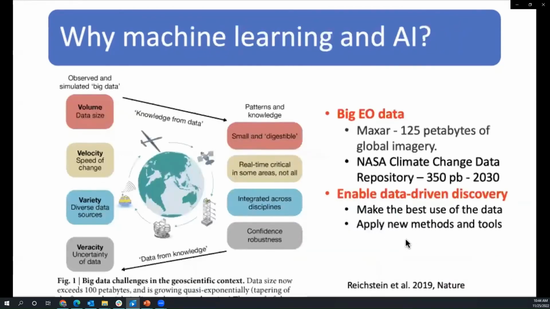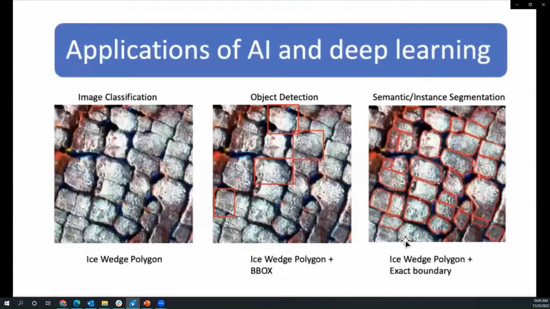So why do we need machine learning and AI? As we possibly agree, we are in the era of big data. There are huge amounts of Earth observation data available to help us understand the changing environment. For instance, the satellite company Maxar Technologies has collected 125 petabytes of global imagery in its archive. To make the best possible use of this data to enable data-driven discovery, we need to apply more advanced methods and tools. And this is where AI and machine learning come into play.